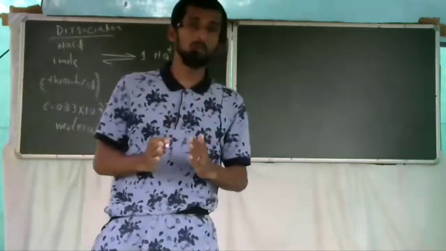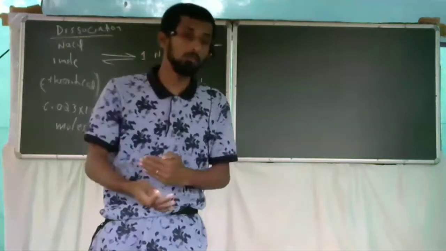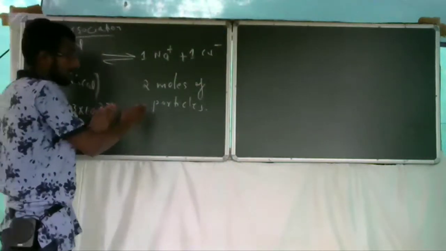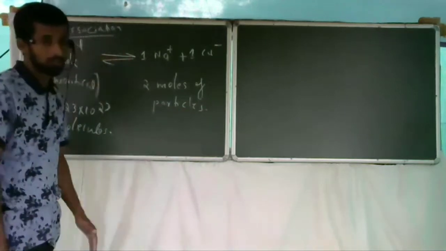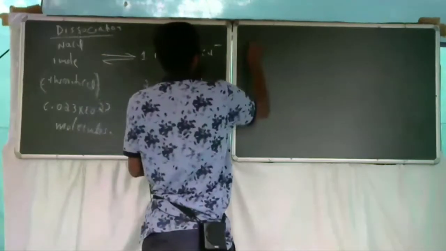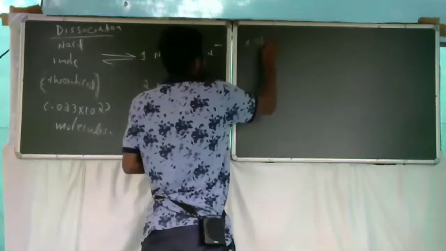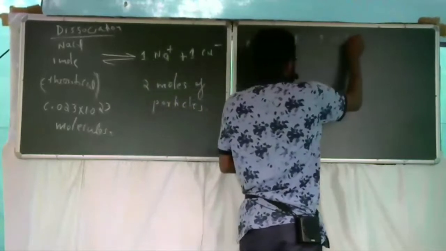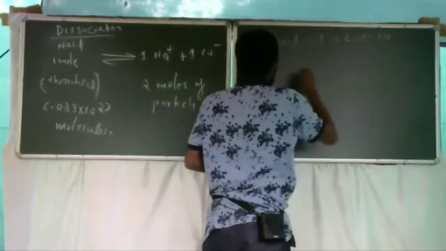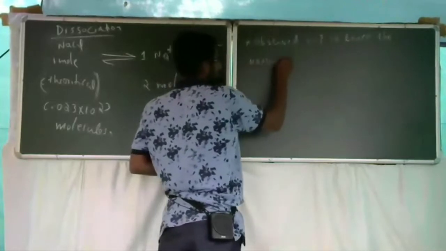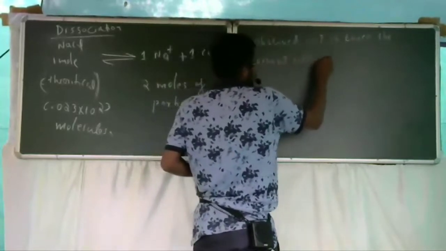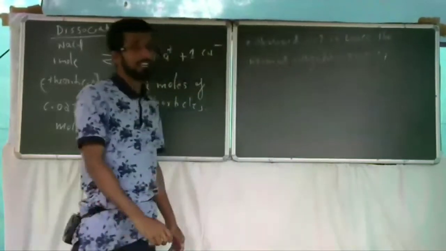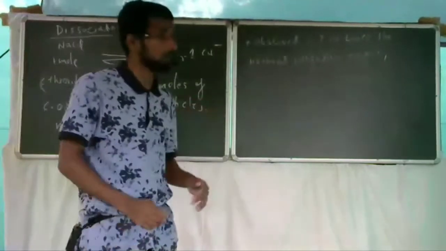For every 1 mole of solid particles, we have 2 moles of particles, right? Initially, theoretically, we have 1 mole. If it undergoes dissociation, we get 2 moles. So the observed colligative property is twice the normal colligative property. In case of NaCl, the observed colligative property is twice the normal colligative property.